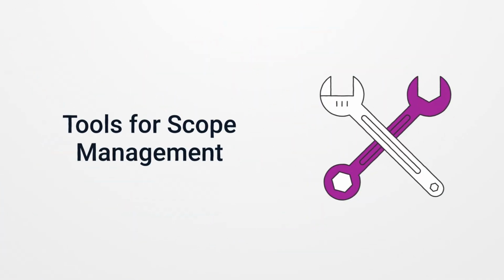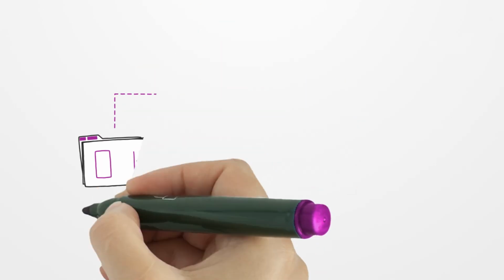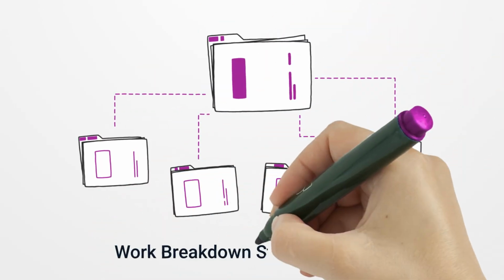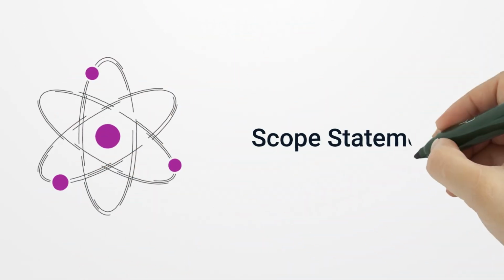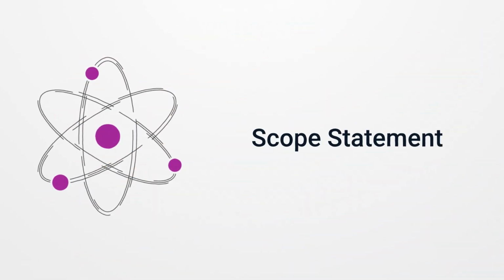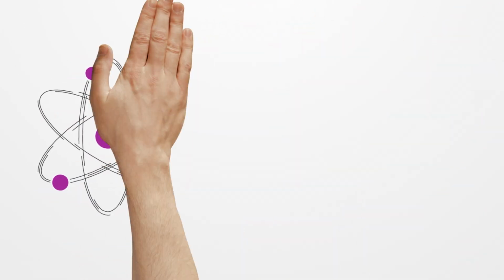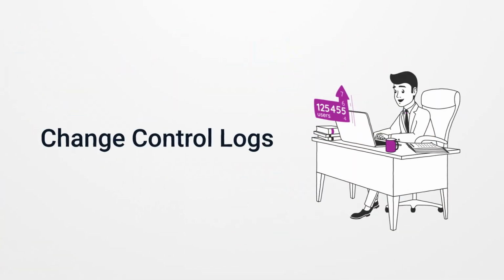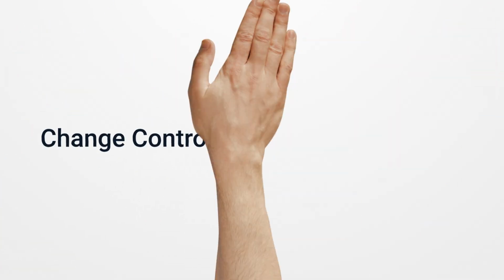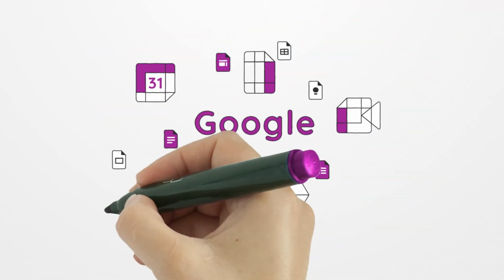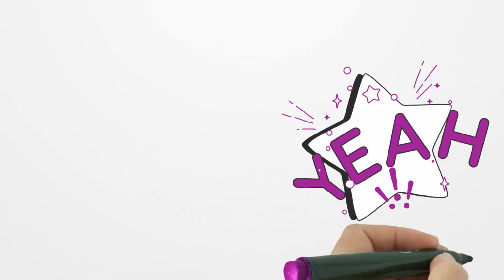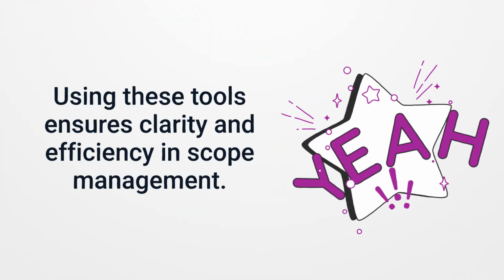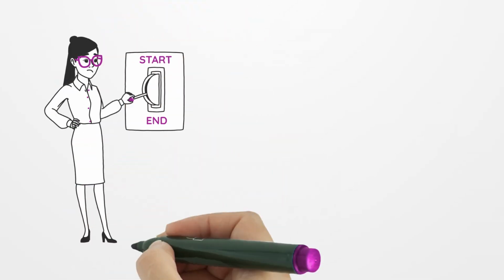5. Tools for scope management. Several tools help project managers define and control scope efficiently. Work breakdown structure, WBS, organizes project tasks into smaller sections. Scope statement, documents the project's objectives, deliverables, and exclusions. Change control logs, tracks change requests and approvals. Project management software, tools like Microsoft Project, Trello, Asana help manage scope. Using these tools ensures clarity and efficiency in scope management.